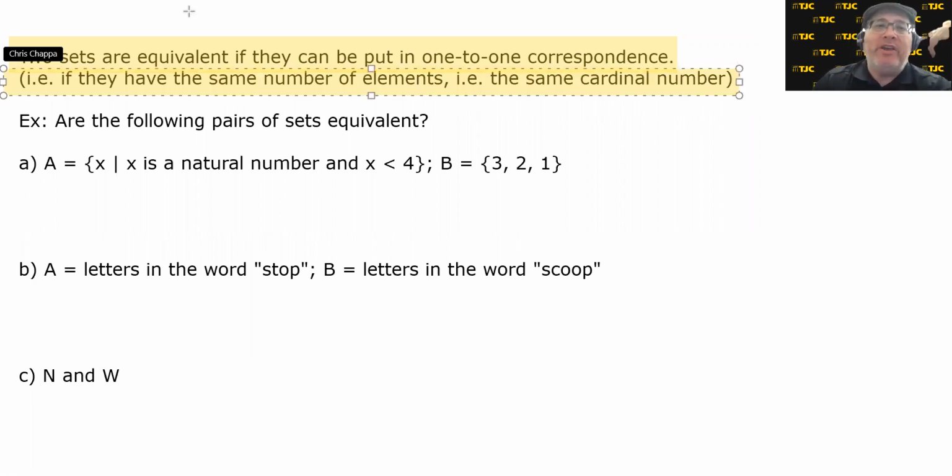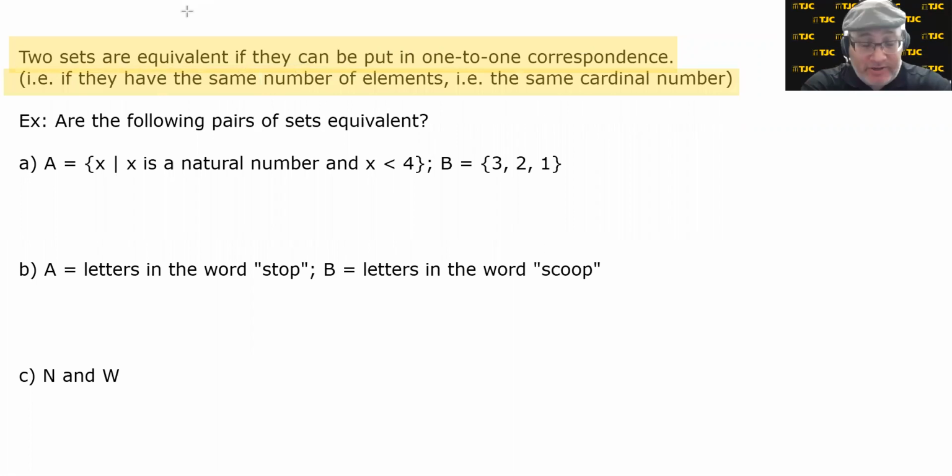So there's three ways to think about sets being equivalent. Number one, you can match up their elements in a one-to-one correspondence. Everybody has exactly one partner. Nobody's left over. Nobody's paired up with two partners. But that's the same as saying they have the same number of elements, which is the same as saying that they have the same cardinal number. So there's really three perspectives on how to look at equivalent, either in terms of one-to-one correspondence, same number of elements, or the same cardinal number.